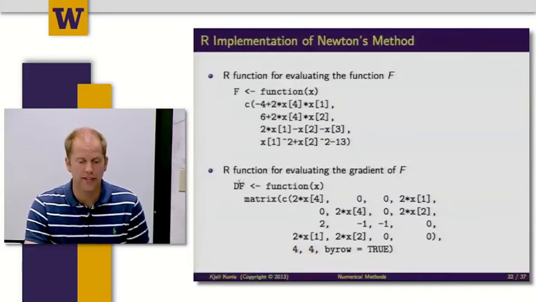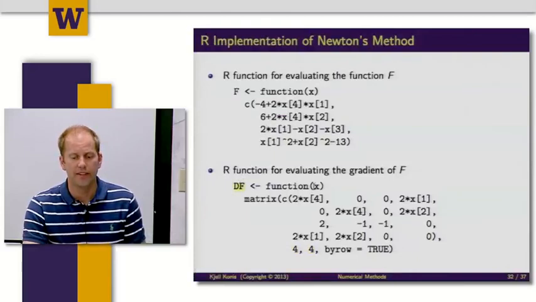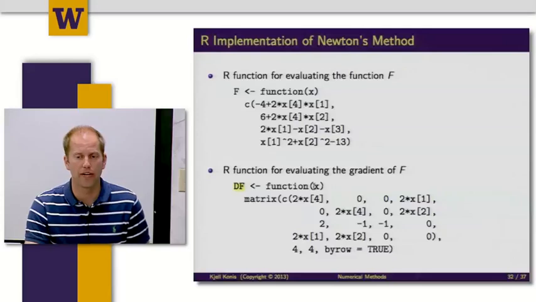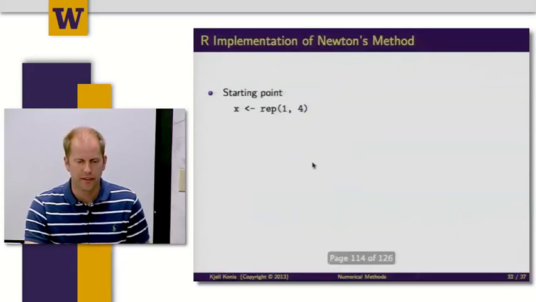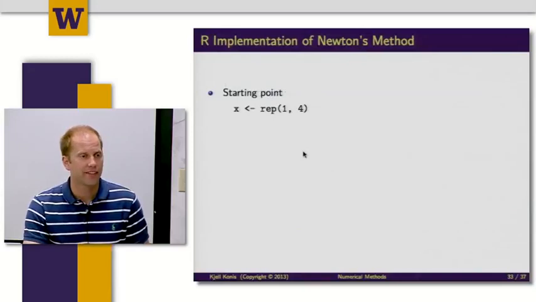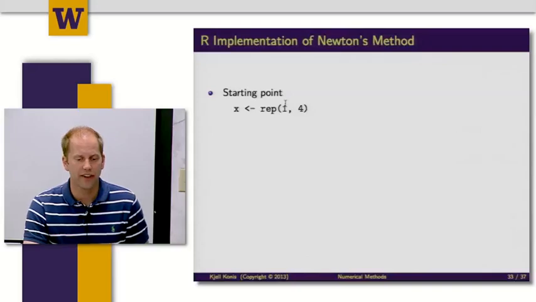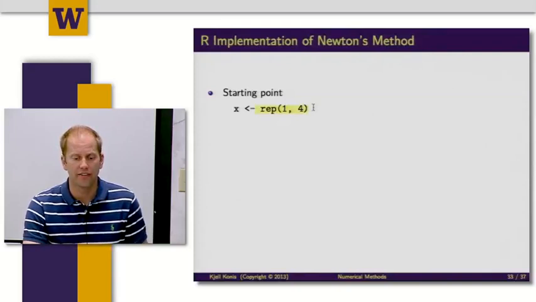And so this is going to be a function df, given the 4 inputs, x1, x2, x3, and lambda 2, just creates the gradient matrix. So then I need a starting point. So again, I have no particularly good idea what the starting point should be, so I just chose a vector of 1s. So I need a vector of length 4. So this command just repeats the first argument, the second argument number of times. So this is going to make a vector of length 4 where each element is a 1.